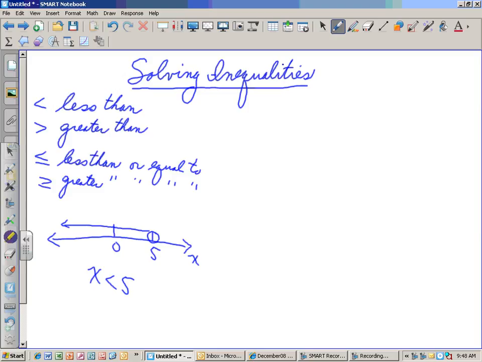Now, the difference is, if I had less than or equal to, how does that change it? What do you think, Ben? It can be 5 or less than 5. It could be 5 or less than 5, so let's take this circle and we fill it in. So if it's an open circle, then it cannot equal 5. If it's a closed circle, we call that a closed circle, then it could equal 5 in that situation. Right? So let's try a couple of simple equations.